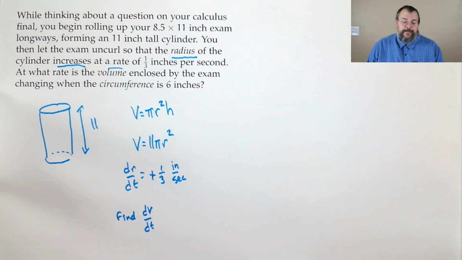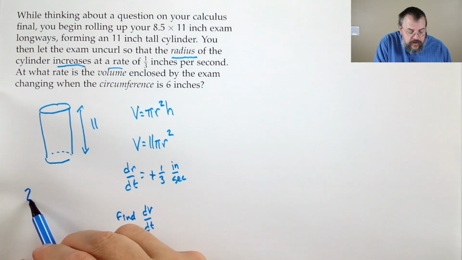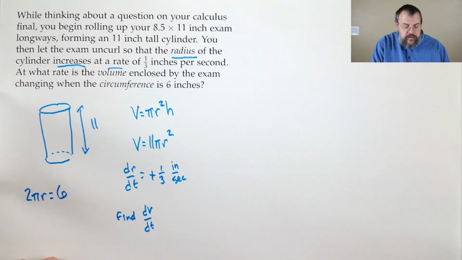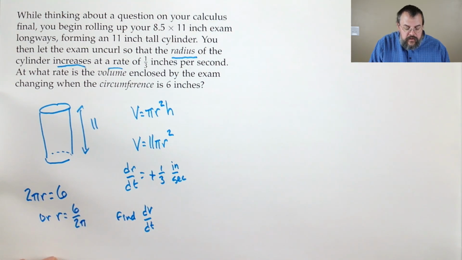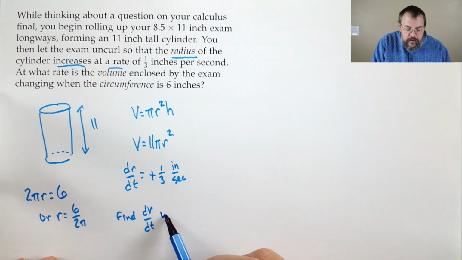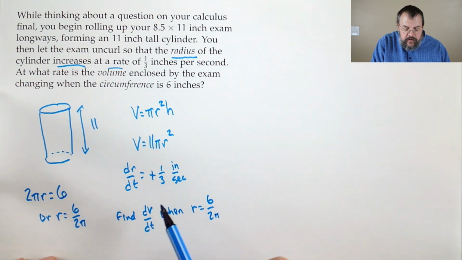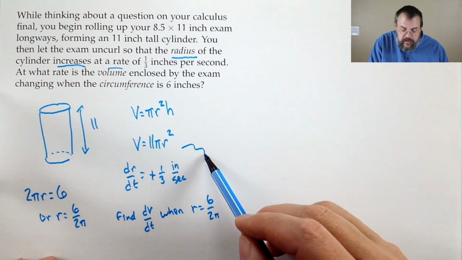Now, what's the circumference? The circumference is all the way around a circle. So, if we use our formulas, the circumference of a circle is 2 pi times the radius. So that should be equal to 6, or we could say we need the radius to be 6 over 2 pi. So we want to find dV/dt when r equals 6 over 2 pi. So notice we have dr/dt and r. We want to find dV/dt. And finally we have this volume. We have all our pieces in place.